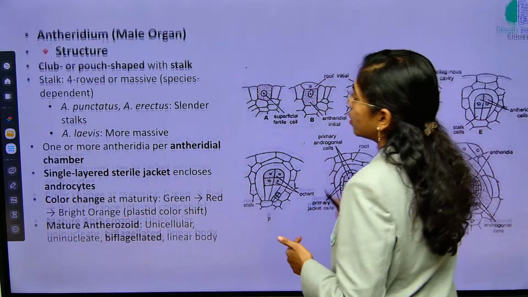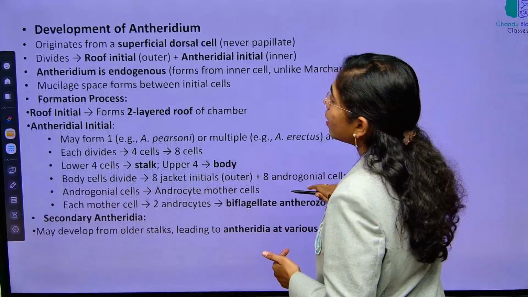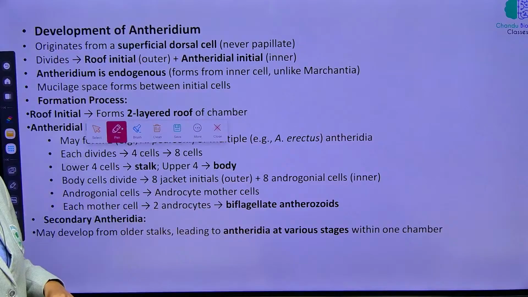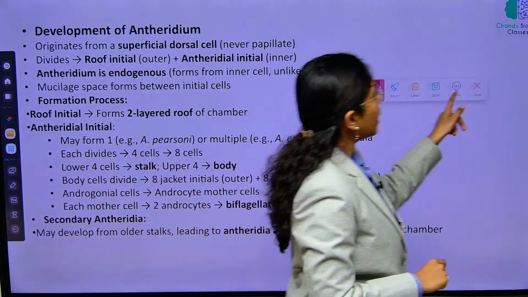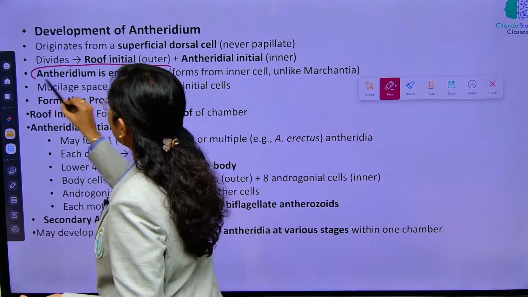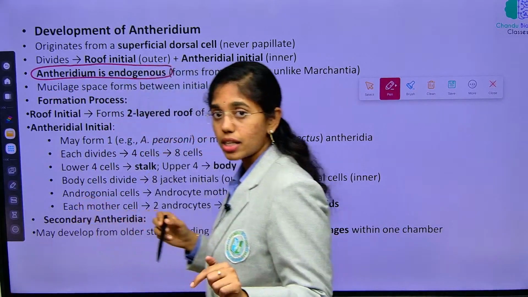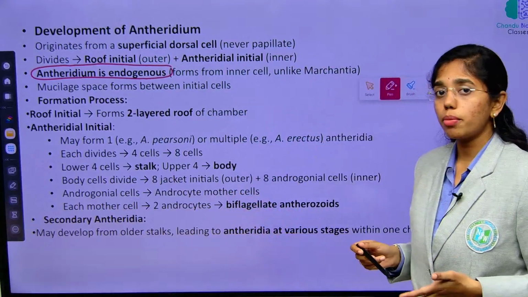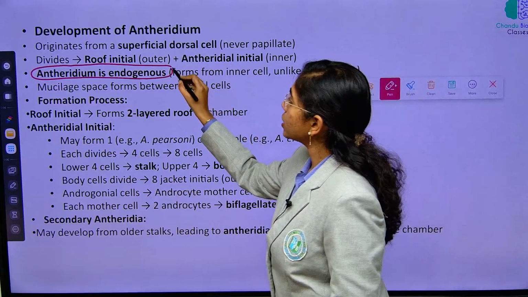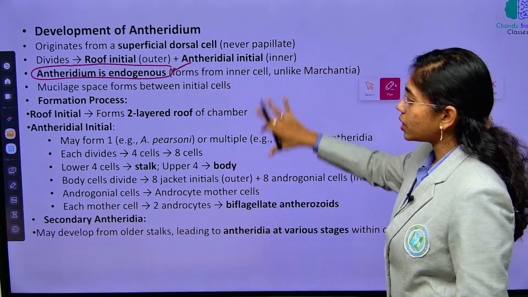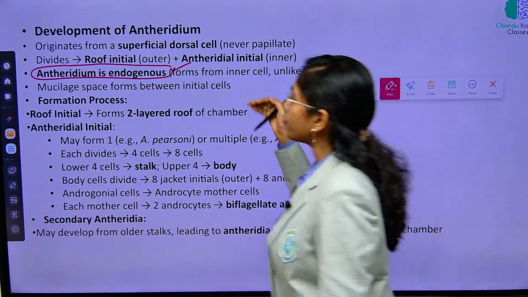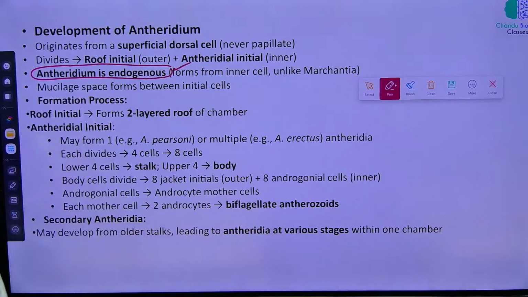Now, development of antheridium, just now we have seen. Antheridium is endogenously formed, meaning the inner antheridial cell only matures to a complete antheridium. Okay, the inner antheridial cell which is formed undergoes sequential mitotic division and the antheridium is formed. So, antheridium is endogenous in origin. Fine, right? And all this we have discussed in the previous slide itself. Just go through the process. If you have any doubt, just ask me.